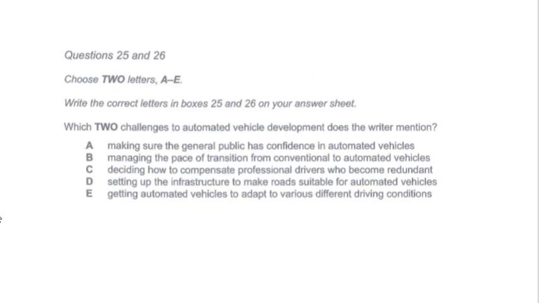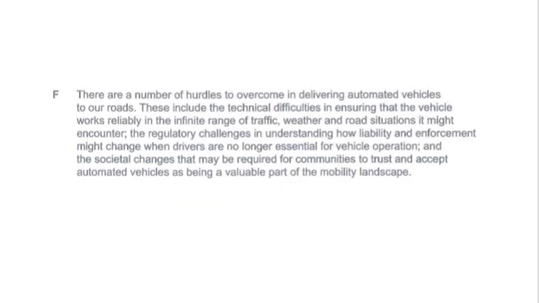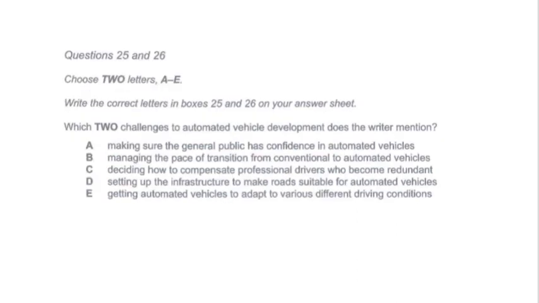Making sure that general public, yes, has confidence. What is the meaning of confidence? Trust. Did we read that? Obviously we have read. So communities are ready to trust and accept the automated vehicles. That is one of the problems. So option A is right. Here general public is given as society and community in the paragraph.